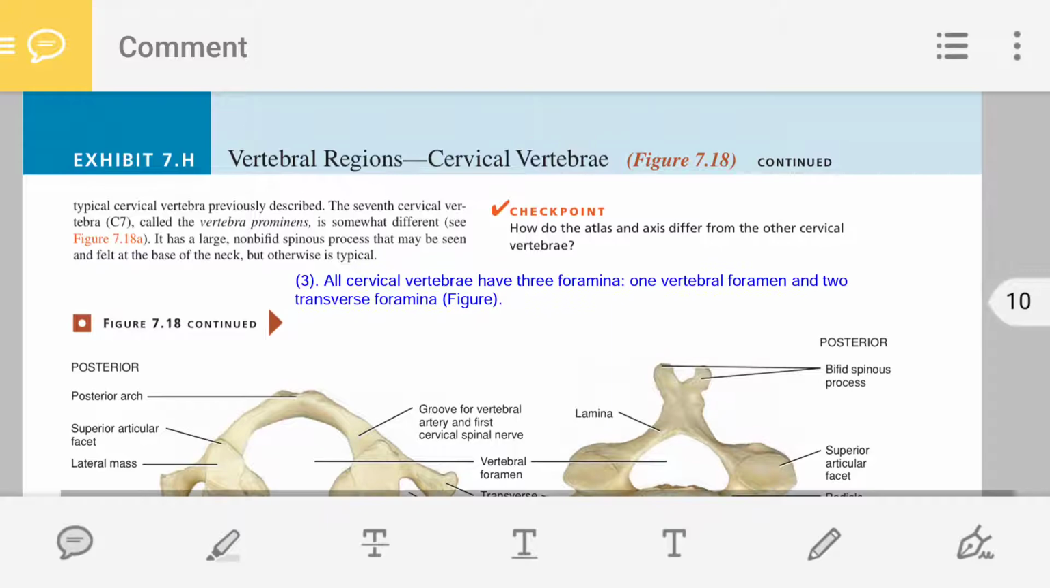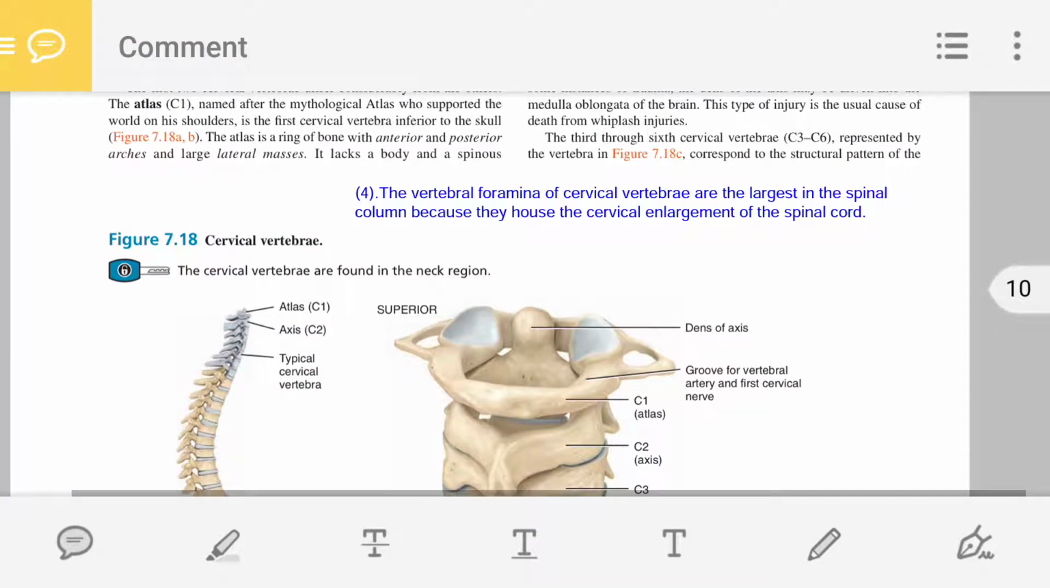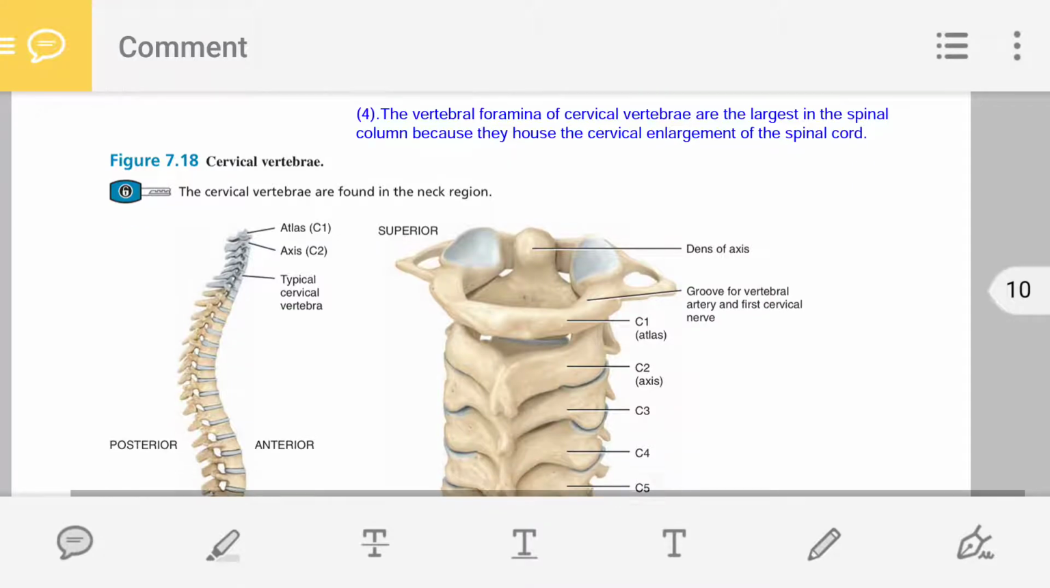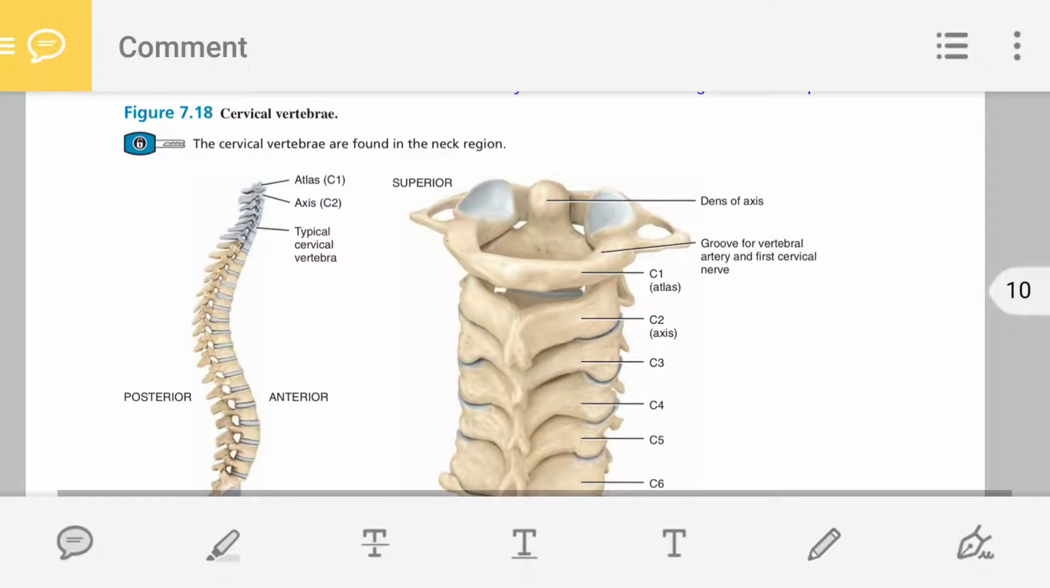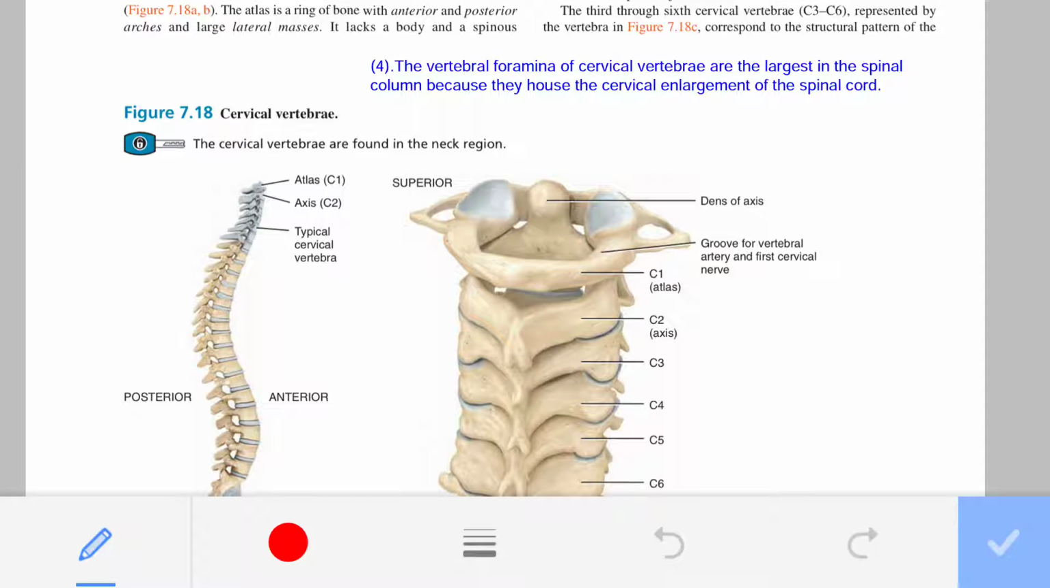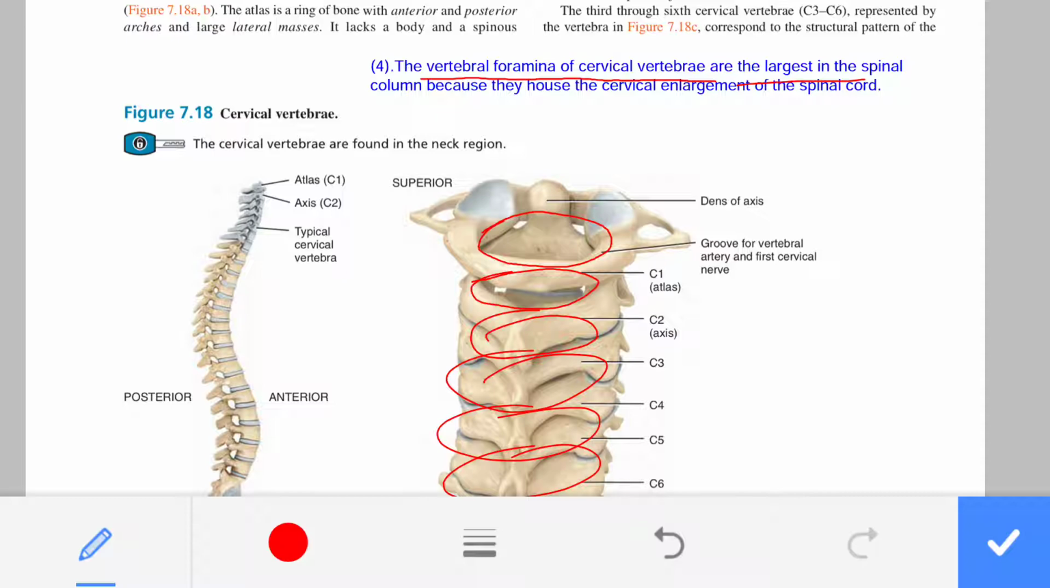Now we are moving on to the fourth point. In this point, the vertebral foramina of all cervical vertebrae are the largest. For example, this one is the vertebral foramen of the first vertebra. This one is the foramen of the second. Then here there will be the third, then the fourth, then the fifth. So all the vertebrae have larger foramina. That is, the vertebral foramen is large.